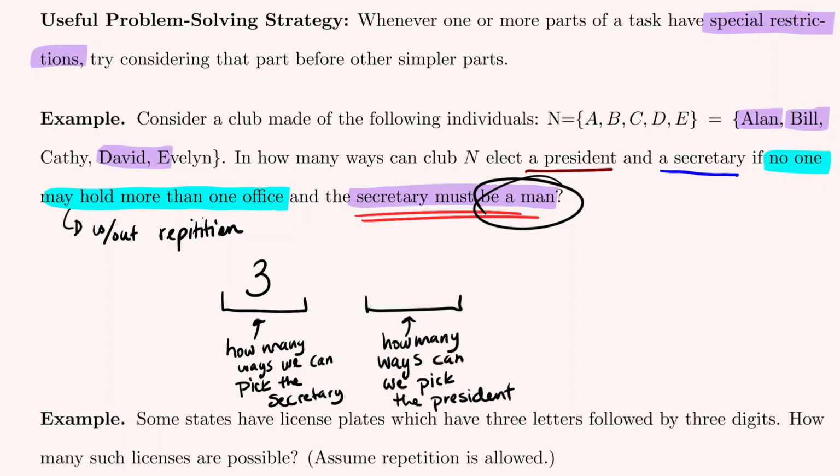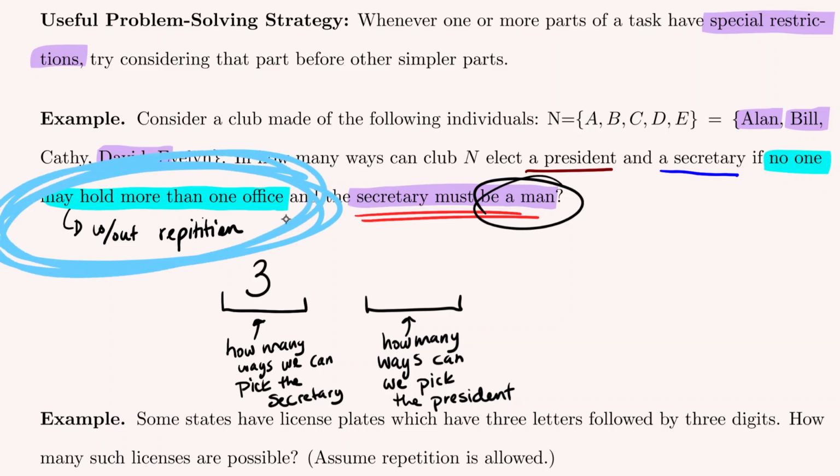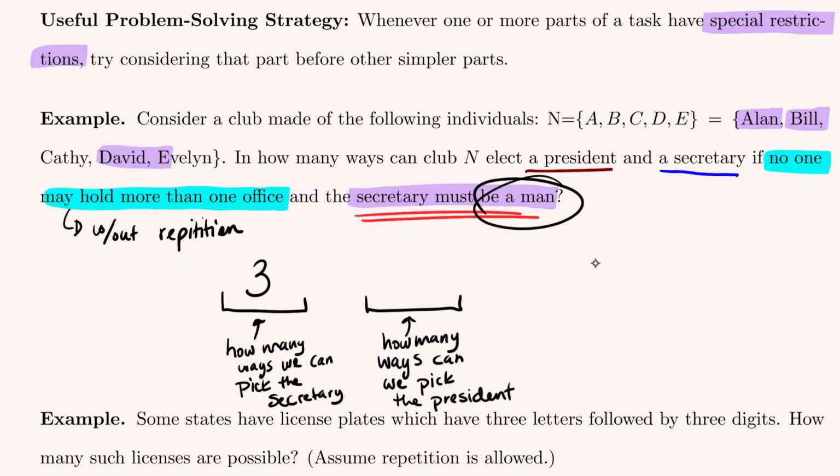Now we've picked the secretary. The next decision that comes into play is how many ways can we pick the president? Once we've chosen our secretary, we know it's one of the 3 men in the club, so it's either Alan, Bill, or David who has been chosen as the secretary. How many people are now available to be chosen for president, keeping in mind that nobody can hold more than one office? As you think about this, take a minute or 2 to reread the problem, rephrase the question, pause the video and attempt it on your own, and then unpause to check your work.